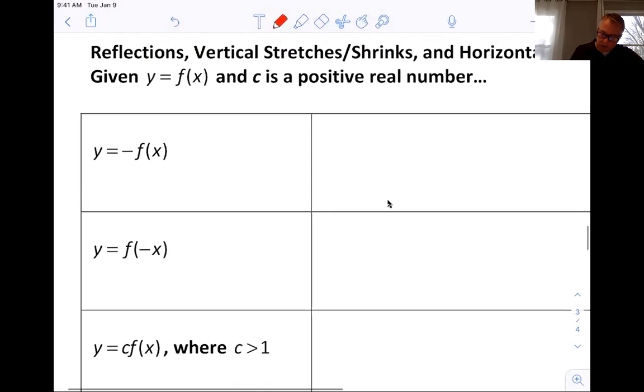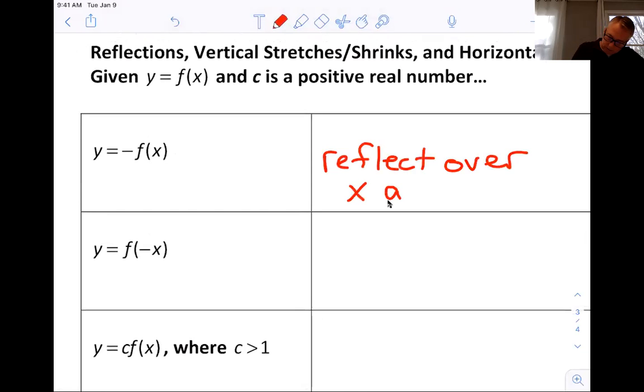If it is externally multiplied, that reflects over the x-axis. Okay, again, if the negative is multiplied externally, if it's outside of the absolute value or outside of the radical or outside of the parentheses, if it's external, it reflects over the x-axis. If it's internal, it reflects over the y-axis.